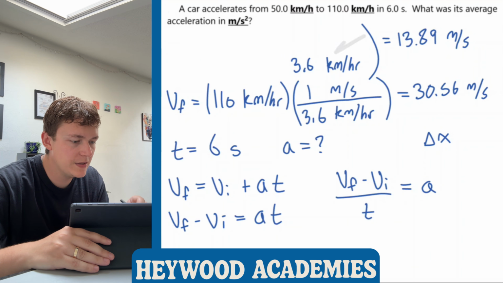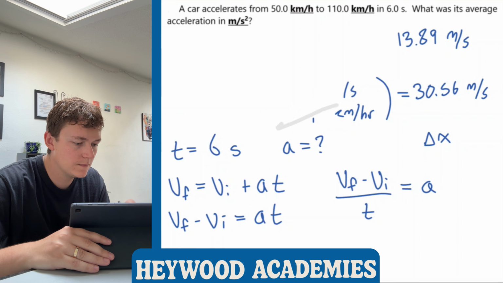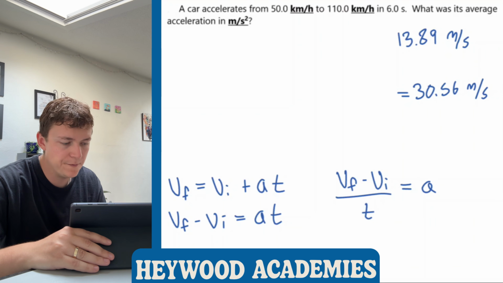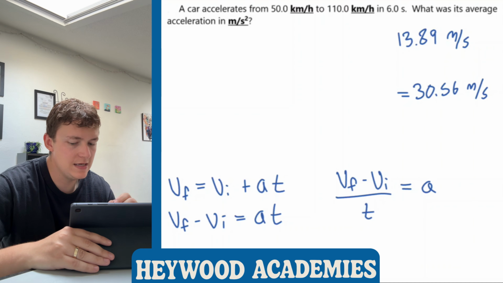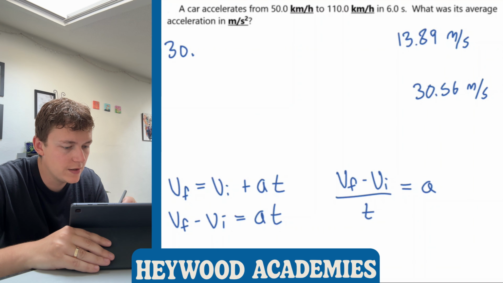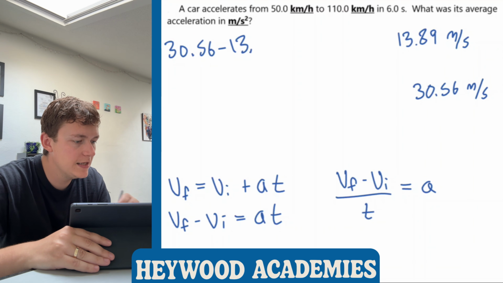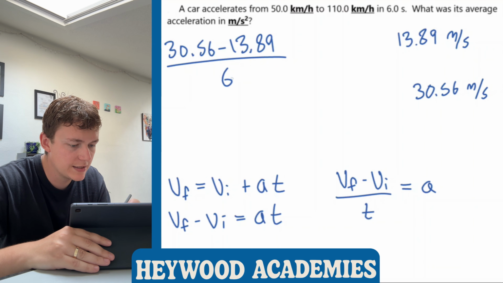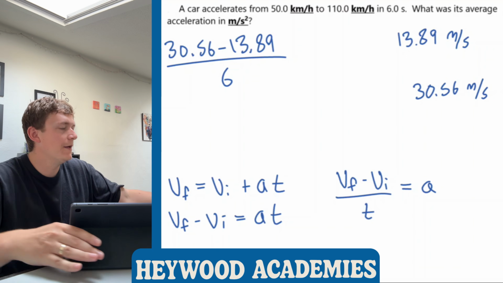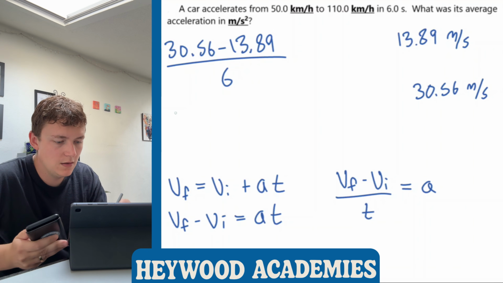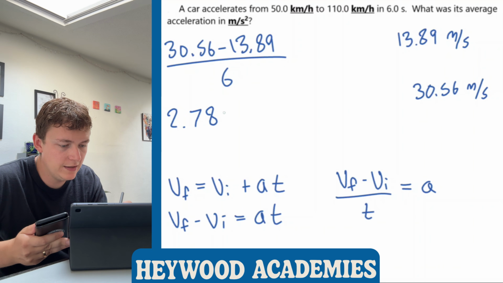I'm going to clear off some space here at the beginning. Then we can plug our numbers in there. So we had V final minus V initial. The big number down here was the final, so 30.56 minus 13.89, and we're going to divide that by time, which was 6 seconds. Okay, plug that in the calculator and that will give us our acceleration. Gives us 2.78.